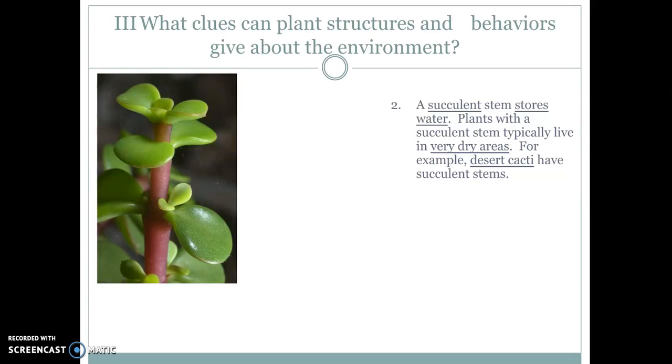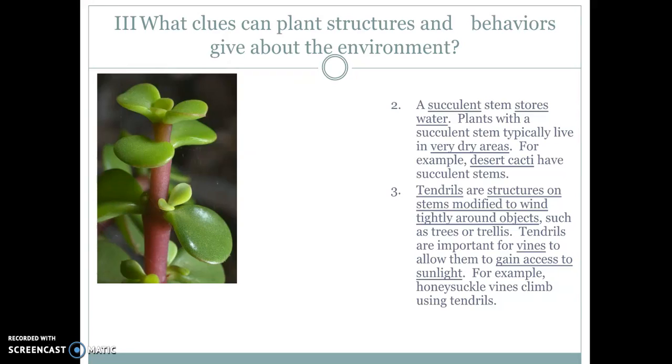A succulent plant stores water, so think about all of the different succulents that you can see. A lot of times they are desert plants because they are designed to store water, so they typically live in very dry areas. For example, the desert cactus has very succulent stems.